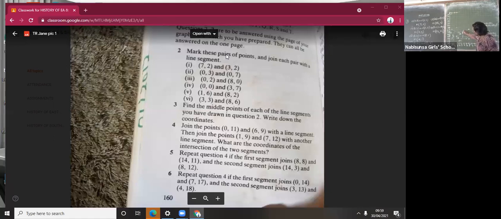Then from here, we ask ourselves, what are the coordinates of the midpoint? What is its x coordinate? 5.5. And what is its y coordinate? 4.5.